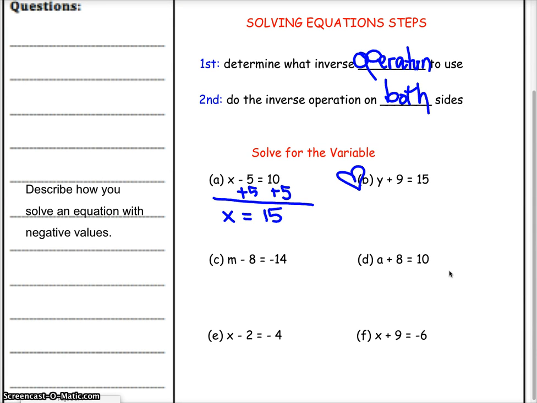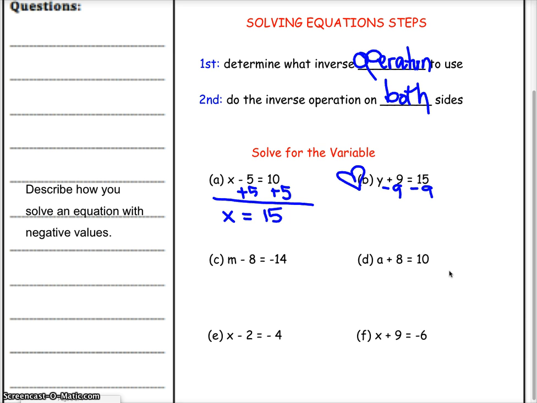Y plus 9 equals 15. I need to solve for y. So what that means is I need y alone. If I'm plussing 9, I need to get rid of plus. What's the inverse of plus? I'm going to minus 9. I'm going to do it to both sides.